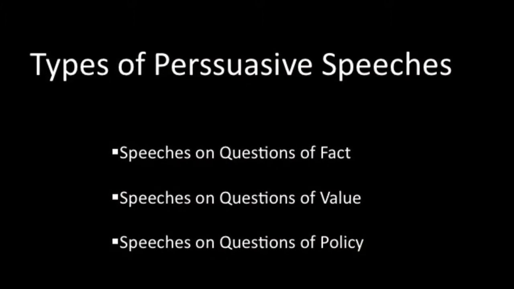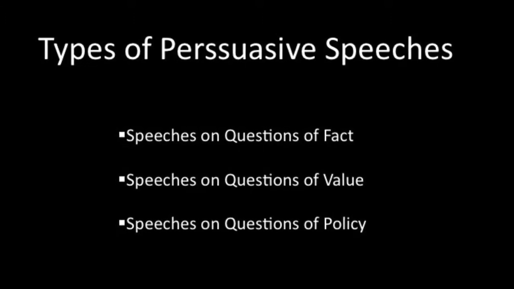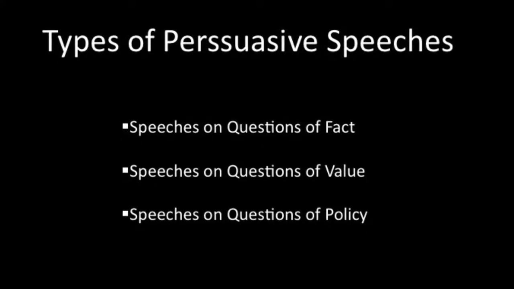The final type of persuasive speech are speeches on questions of policy. A question of policy is a question about whether a specific course of action should or should not be taken. Now, these types of speeches can have 2 possible different approaches. The first of these is a speech to gain passive agreement, a persuasive speech in which the speaker's goal is to convince the audience that a given policy is desirable without encouraging the audience to take action in support of the policy. The second is a speech to gain immediate action, a persuasive speech in which the speaker's goal is to convince the audience to take action in support of a given policy.